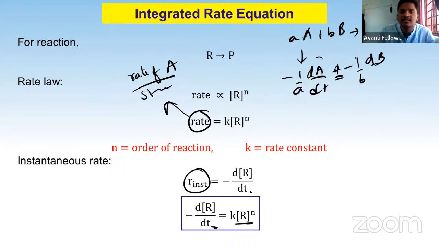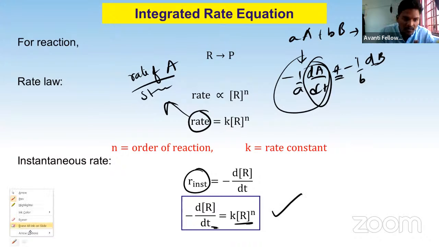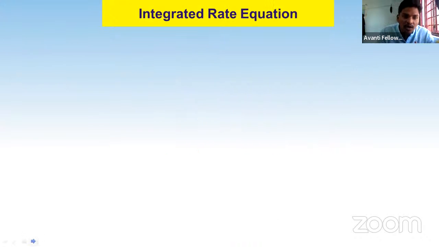So indirectly this da by dt is indicating the rate of a reaction, right? 1 by minus 1 by a into da by dt is indicating the rate of a reaction. So from the rate law, we just substituted that one, so you got this particular equation. But now the question comes here, so how do you calculate the integrated rate law? So you can see it is in the function of r.